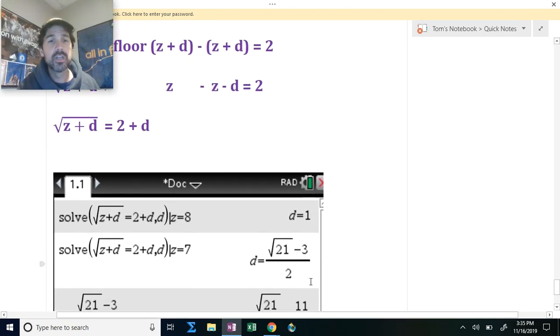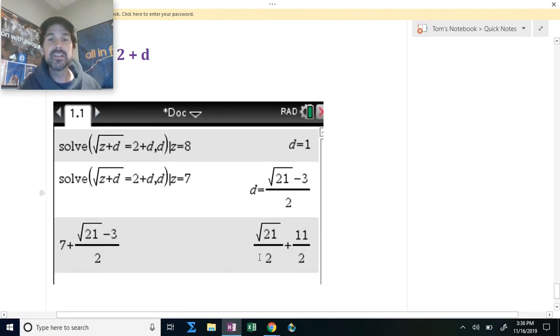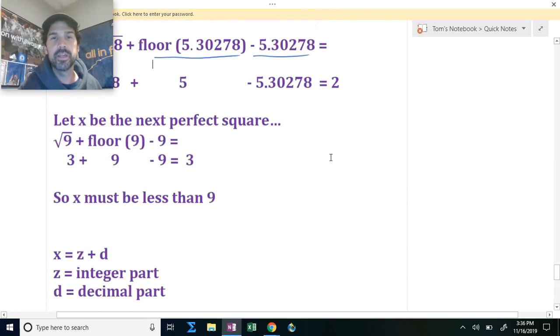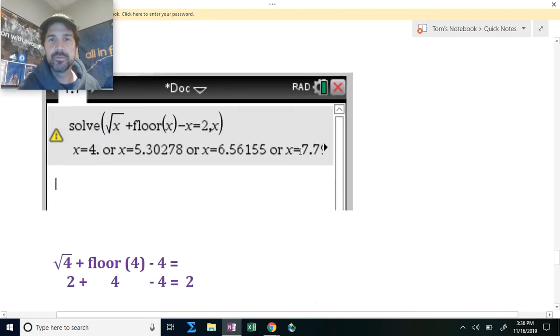So let's go down one notch. Let's go down to 7. If you plug in 7, you get your d value to equal radical 21 minus 3 over 2. But that's just our decimal part. We want the whole number, so we want 7 plus that. Take 7, add it to that, and lo and behold, there is your answer. That's the number we're looking for. And if you actually take the square root of this and put it in decimal form, you'll notice that the square root of it is 2 with that same decimal. So radical 21 over 2 plus 11 over 2 is the answer, which, by the way, was up here as well, if you scrolled over.